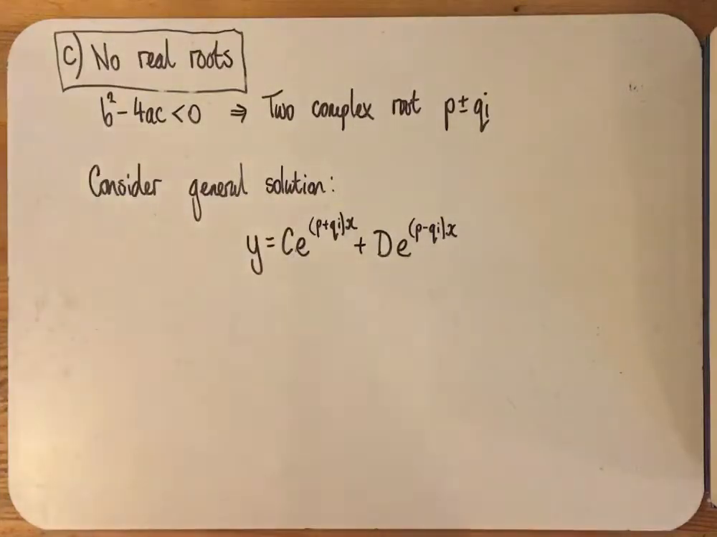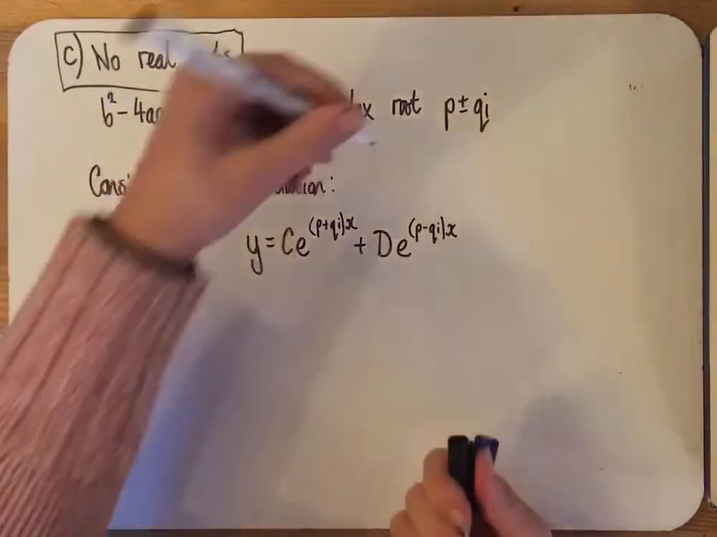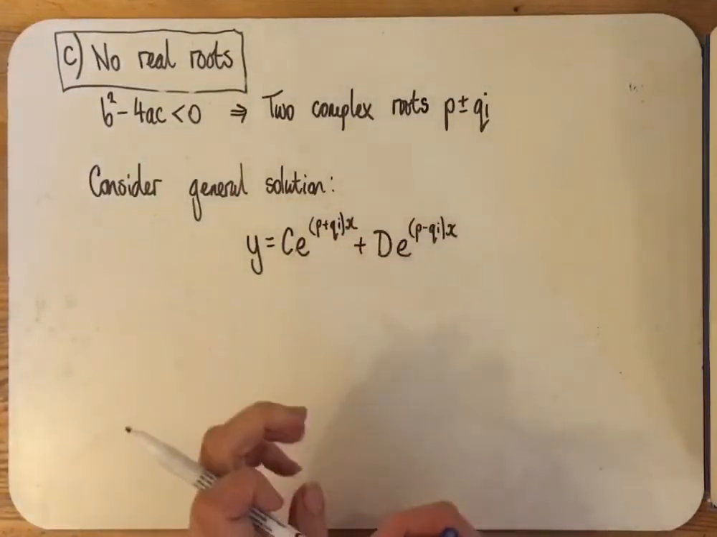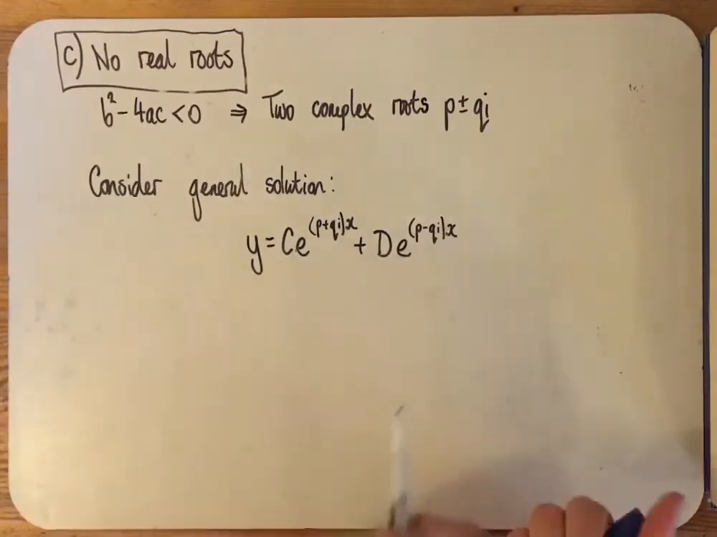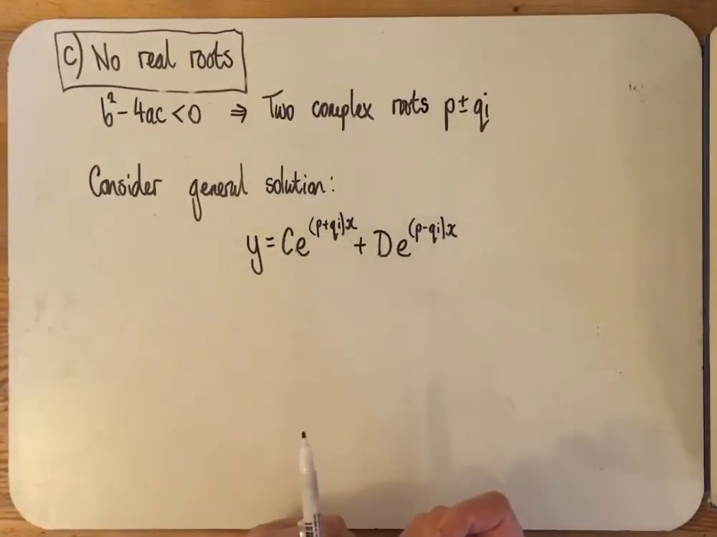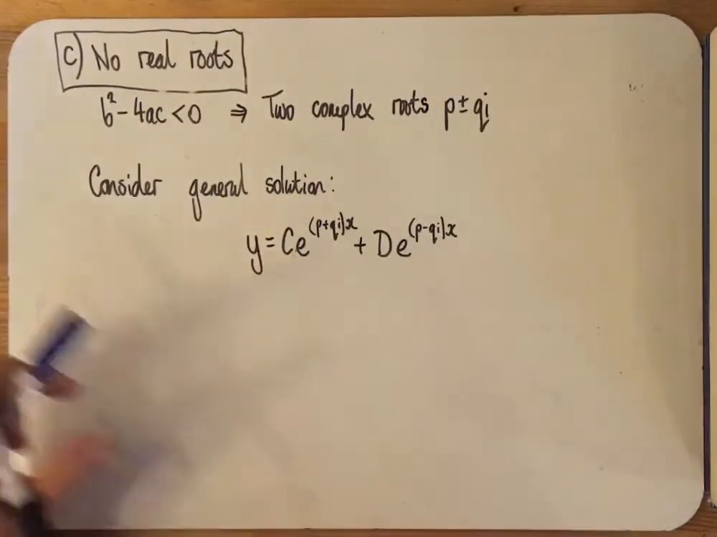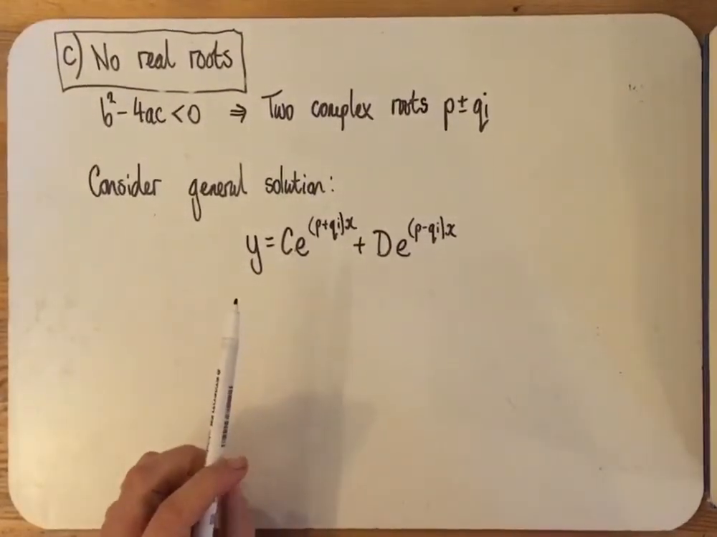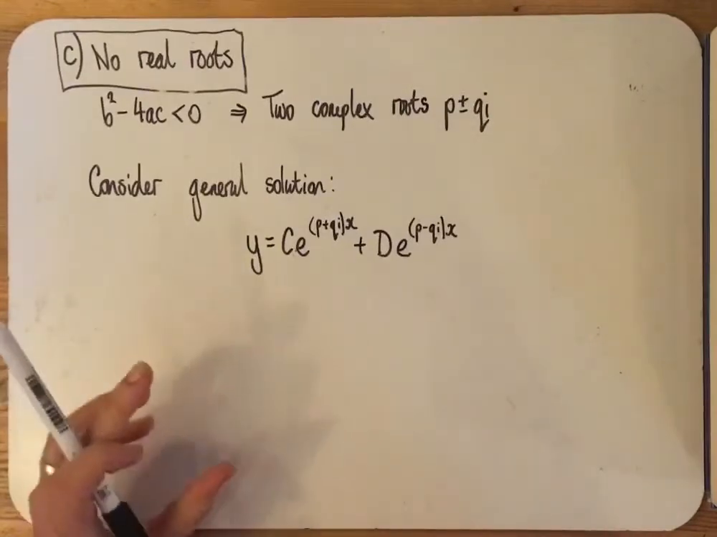Okay, third scenario is that there's no real roots to the auxiliary equation. So when you put it into your calculator, you'll get two complex roots. They will form a complex conjugate pair, so p plus or minus qi. Because we've got two distinct roots, you can consider this general solution. So we've got two distinct complex roots.